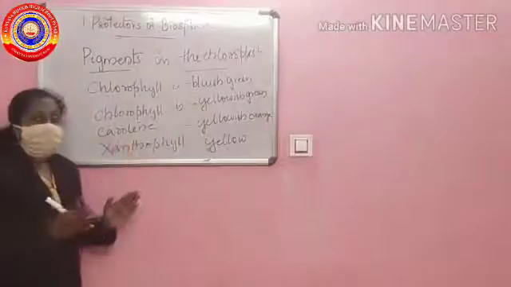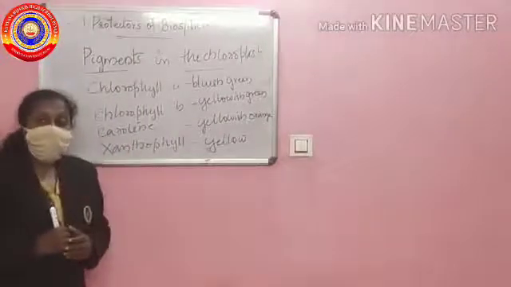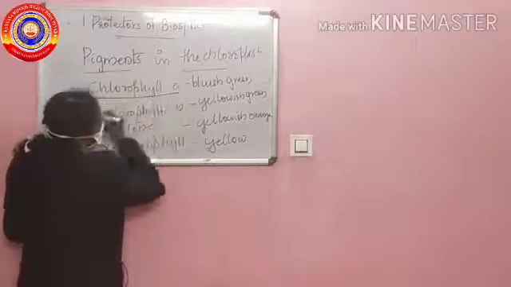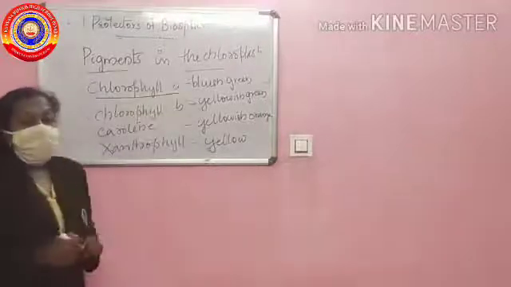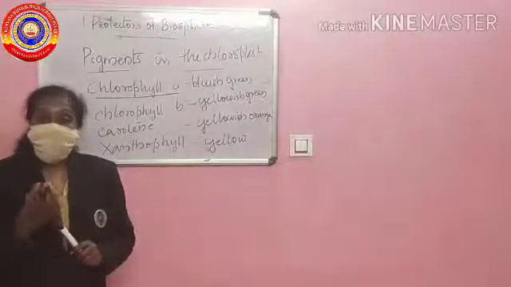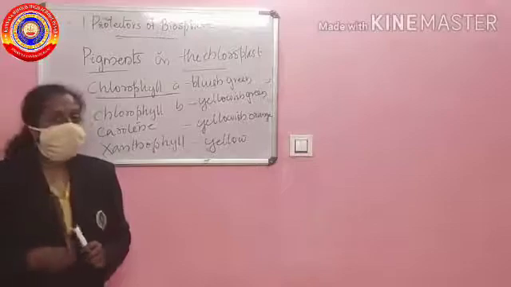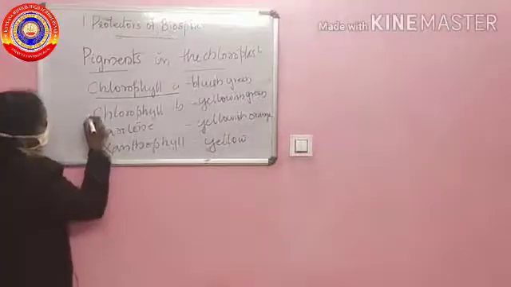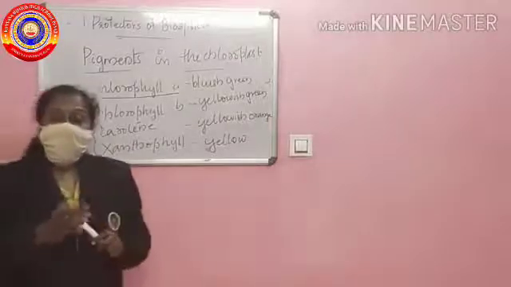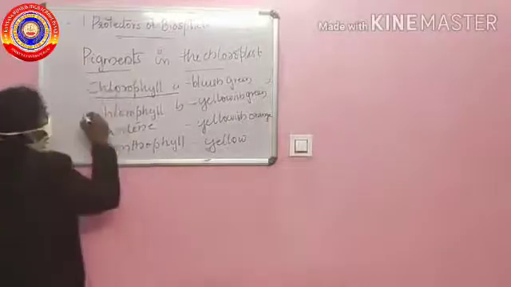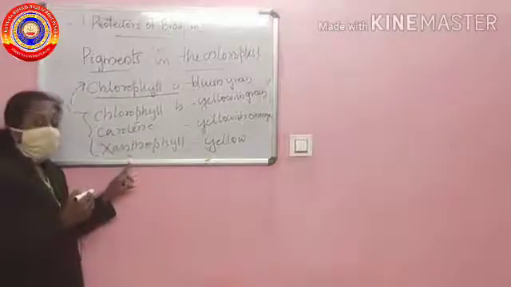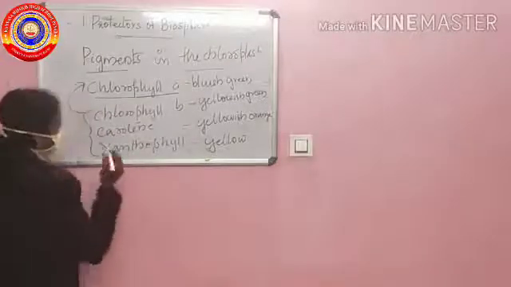All the pigments have a capacity to absorb the sunlight, but chlorophyll A absorbs the sunlight directly. That means it participates directly in photosynthesis. The rest of the three pigments absorb the sunlight and transfer it to the chlorophyll A. So these three pigments are called accessory pigments.